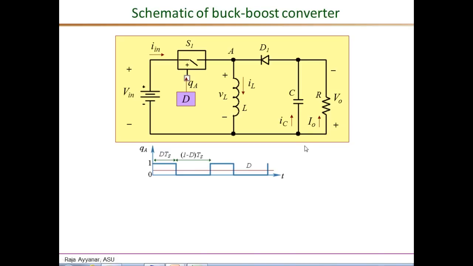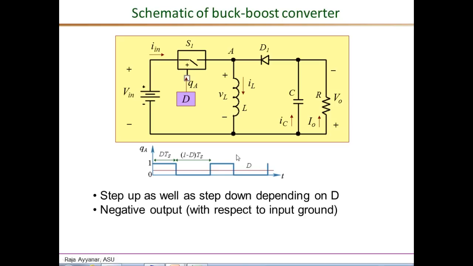A few points about this topology before we get into the detailed analysis. First of all, it meets a basic requirement that it can provide both step up as well as step down capability depending on the operating duty ratio. Another important point is that with respect to the input ground, the output is really a negative value. Again, if you look at how we defined the polarity of Vo in this schematic, the positive is defined at the bottom and negative at the top. With this assignment of polarity, Vo is a positive number, but clearly with respect to the input ground, Vo is negative.